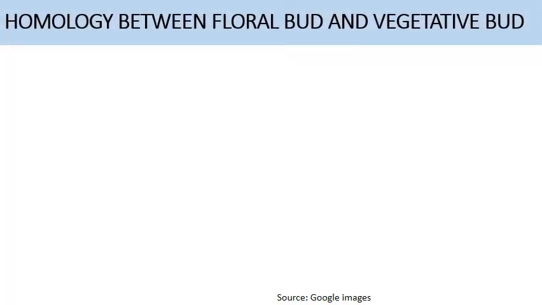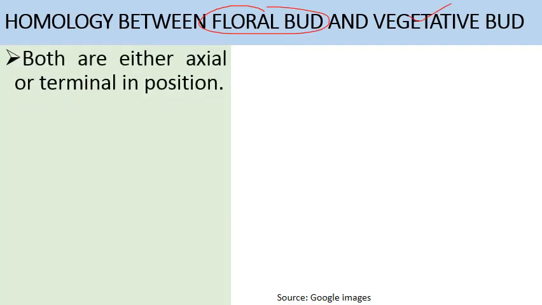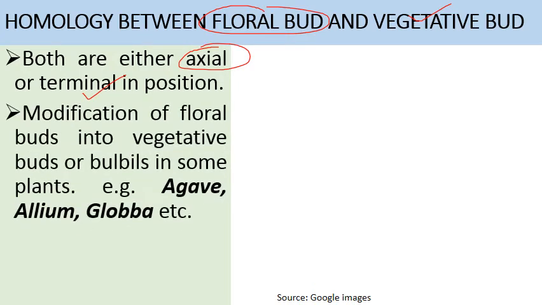So the first point which supports the view that flower is a modified shoot is homology between floral bud and vegetative bud. Both are either axial or terminal in position. Ya to axial position pe present honge ya fir terminal position pe present hote hain. Modification of floral bud into vegetative bud or bulbils in some plants. Jo floral bud hai wo modify ho jata hai into vegetative bud or bulbils in some plants.